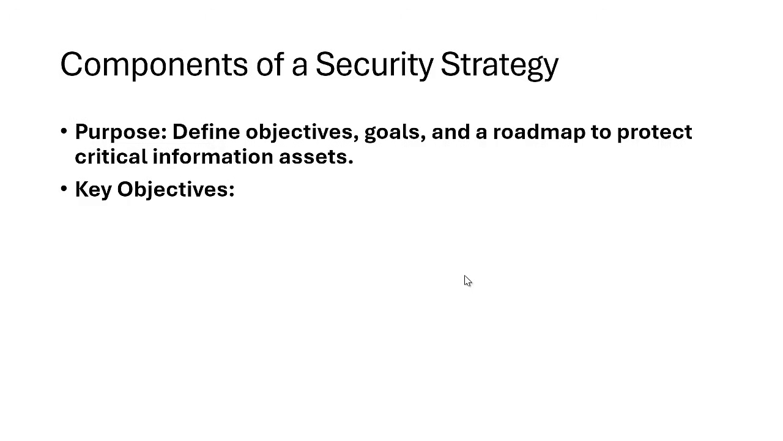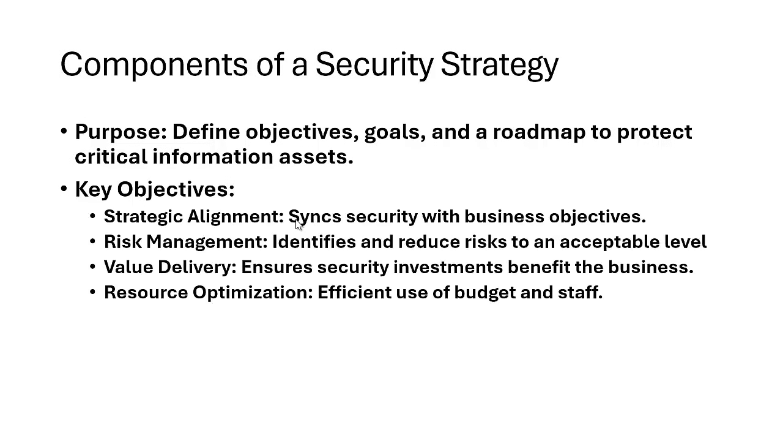Okay, that's something documented in the strategy. And a good strategy is the one which aligns with the business. So we follow some principles. The purpose of strategy is to define the objectives, define the goals and roadmap. One thing you need to remember: the key objectives of the information security strategy are strategic alignment, risk management, value delivery, and resource optimization.